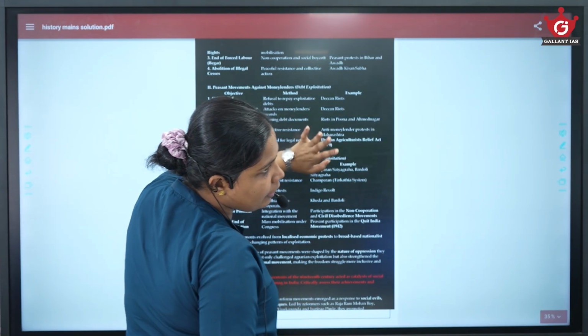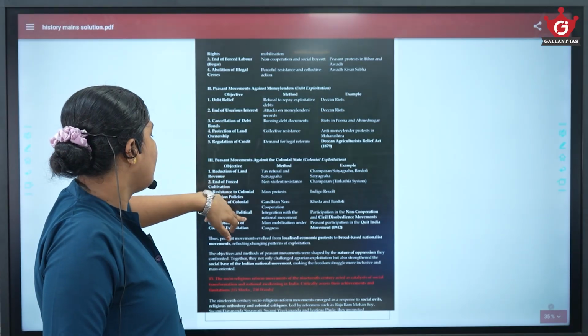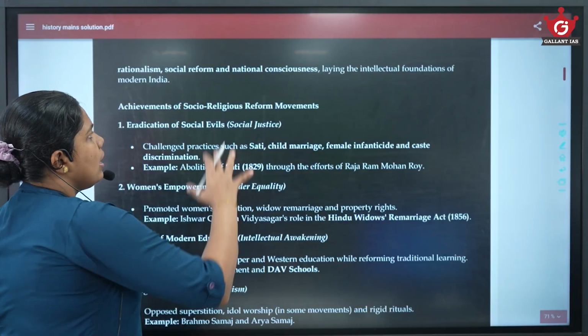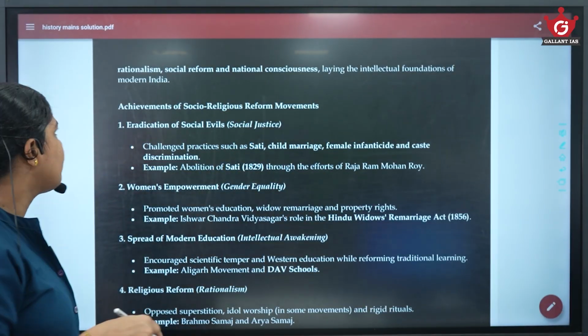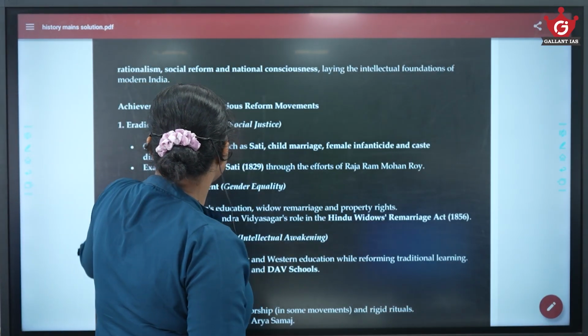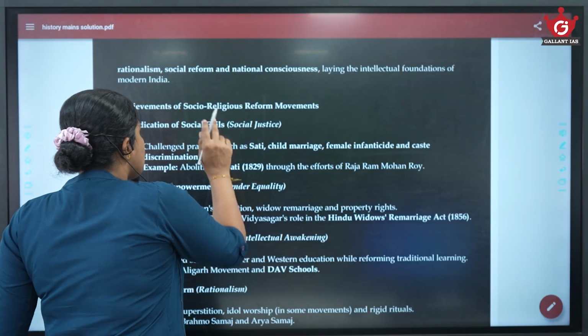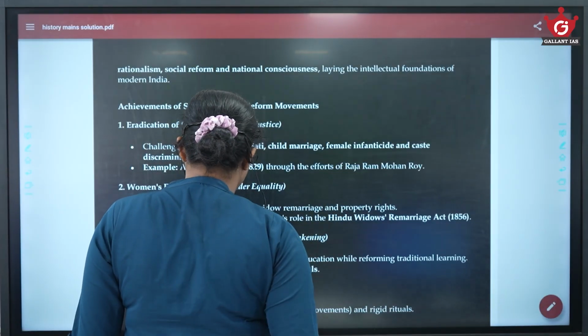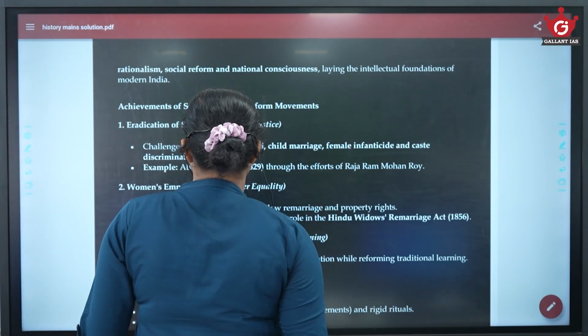It would be better if you give the names here. They promoted rationalism, social reform, national consciousness, etc., laying the intellectual foundations of modern India. Next is what about the achievements? You can talk about eradication of social evils, like you can mention abolition of sati by the efforts of Raja Ram Mohan Roy, child marriage, female infanticide, etc.